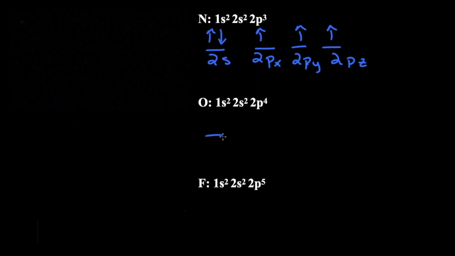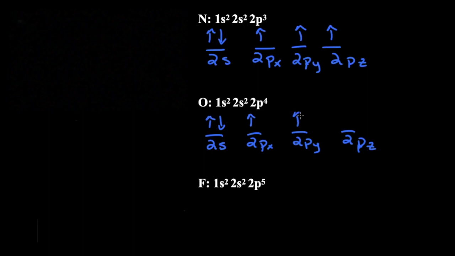And so that's going to look pretty similar. So we're going to do 2s and then have 2 arrows, one up and one down there. And then we have the 2px, the 2py, and then the 2pz. And what we'll do is just put an up arrow because we have 4, so that's 1, 2, 3, and now we have to double up. So we're going to double up one of these right here to fit 4 electrons in here.